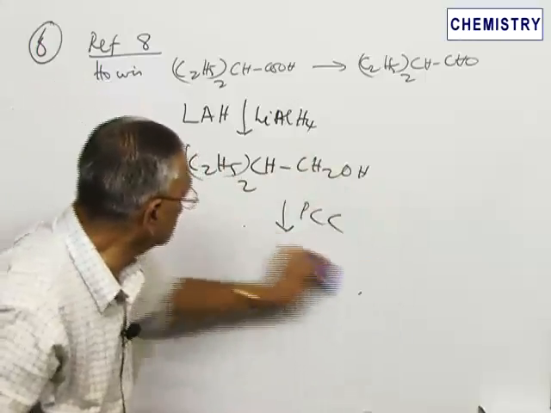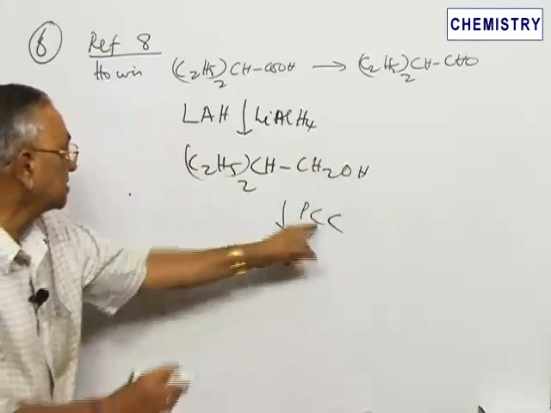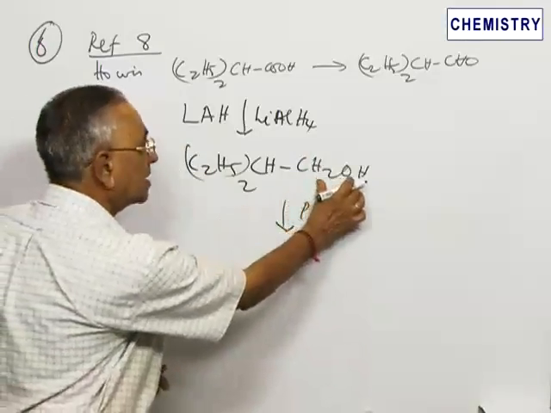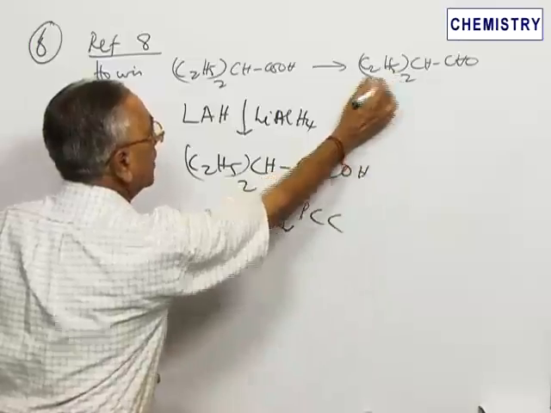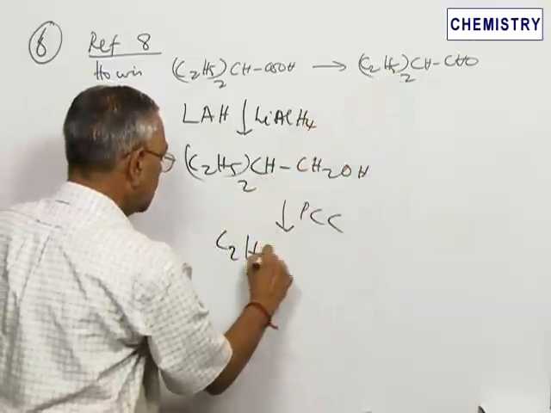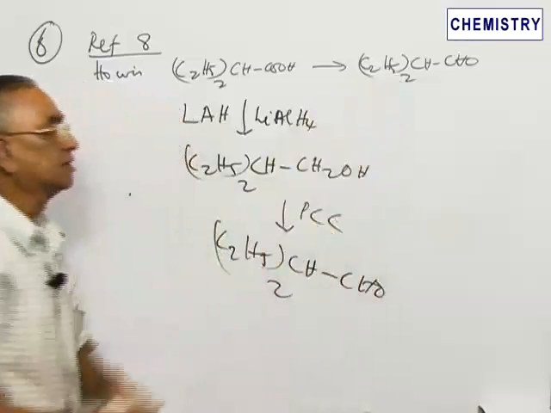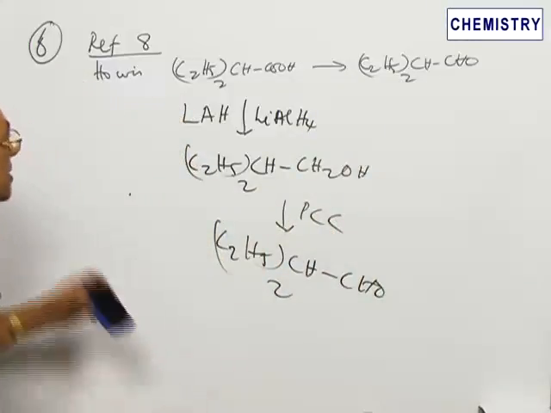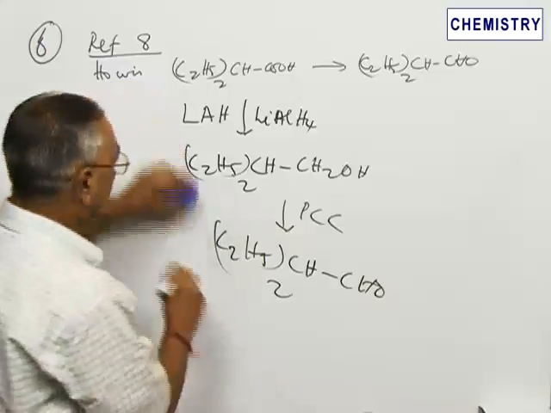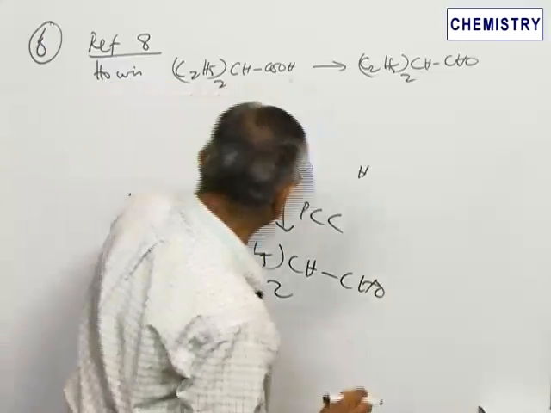So the oxidation process is highly selective. Now, when we use this PCC, which is pyridinium chlorochromate, this alone becomes a CHO. That is exactly what we want there. So that is going to be (C2H5)2CH CHO. This is one of the methods. Another method will be for the conversion.